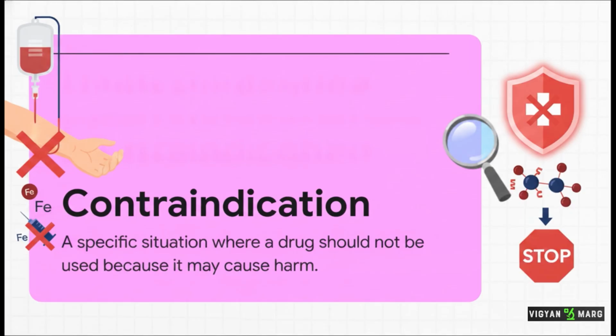Next, we have contraindication. Basically, think of this as a specific situation where a drug, procedure, or surgery absolutely should not be used because it could seriously harm the patient. For example, administering iron sorbitol citrate intravenously is strictly contraindicated. Why? Because it causes this massive rapid transferrin saturation. Recognizing these isn't just a hurdle for passing a test. These are literal life-saving safety boundaries you cannot cross in practice.